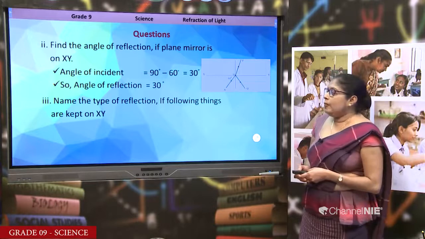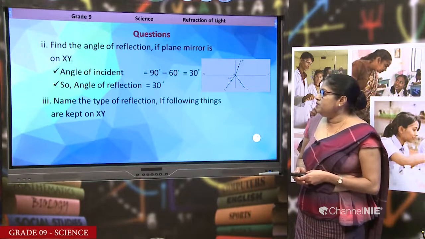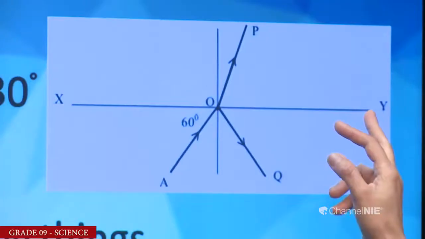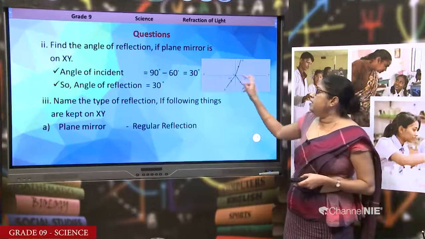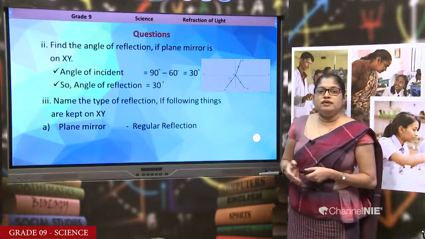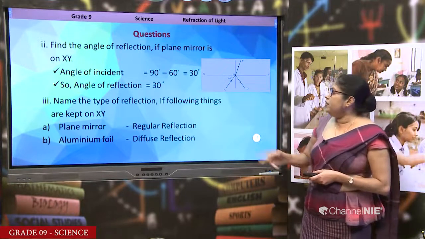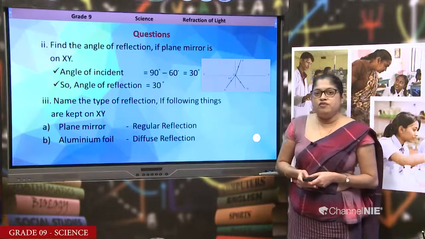Next question, name the type of reflection if following things are kept on XY. On XY, if we keep a plane mirror first, what is the type of reflection? Remember, it is regular reflection. If you keep a plane mirror here, you can see regular reflection. And if you keep an aluminium foil here, you can see diffuse reflection.